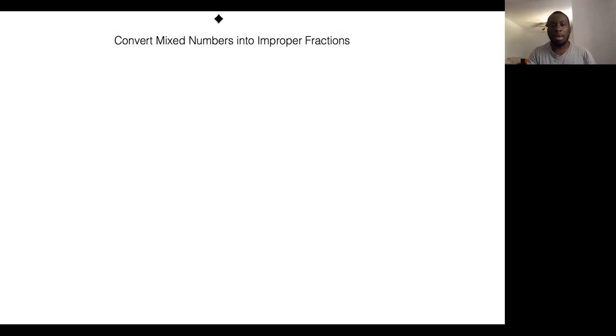And just for a reminder, an improper fraction is when the numerator is larger or greater than the denominator. And a mixed number is a number that consists of a whole number and a proper fraction. And a proper fraction is when the numerator is smaller or less than the denominator. But we're going to learn today to convert mixed numbers into improper fractions.